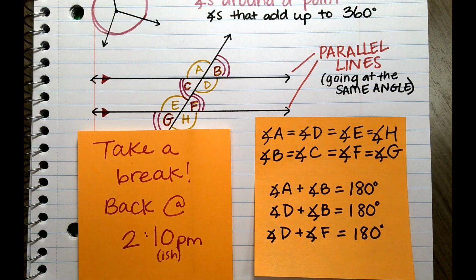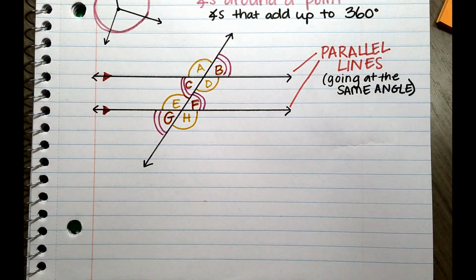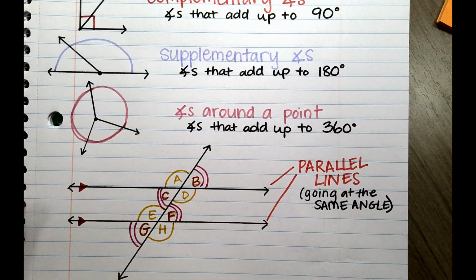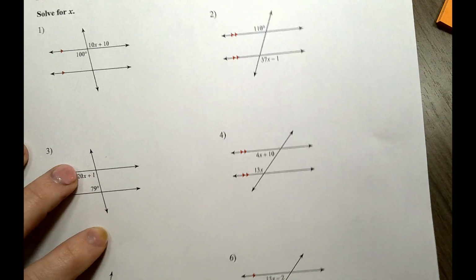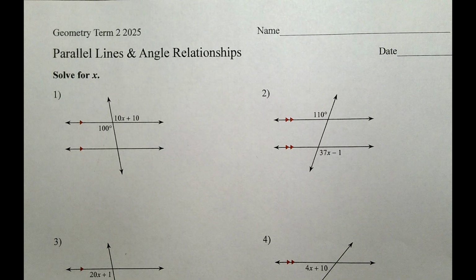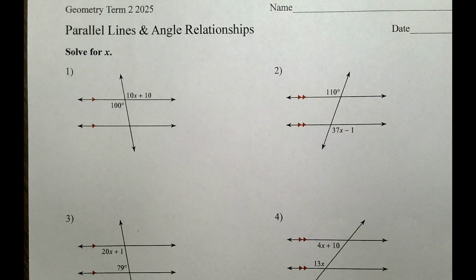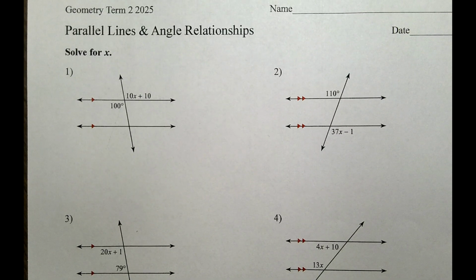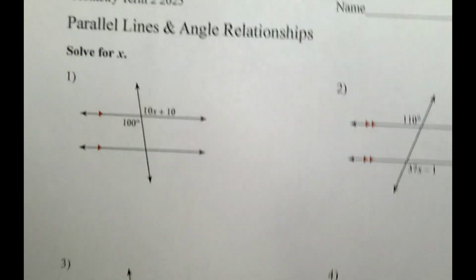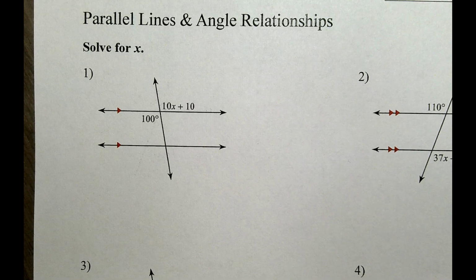All right, so we are back from our break. And we've just taken these notes. I'm going to put those to the side for just a moment. And I would love for all of you to look at this worksheet I gave you. It is titled Parallel Lines and Angle Relationships. Based off of the notes that we just took, we're going to do a couple of practice problems together. So looking at number 1, we're going to start off here.